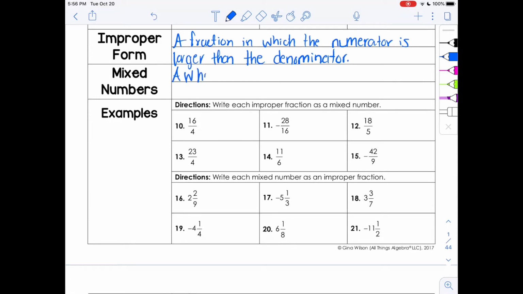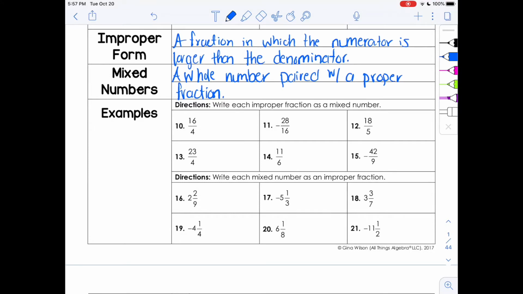So a whole number, like 1, 2, 5, 9, 14, paired with a proper fraction. So remember, a proper fraction is not going to be an improper fraction. A proper fraction, your numerator is smaller than your denominator. So let's take a look at how we can go back and forth changing an improper fraction to a mixed number and changing a mixed number into an improper fraction.